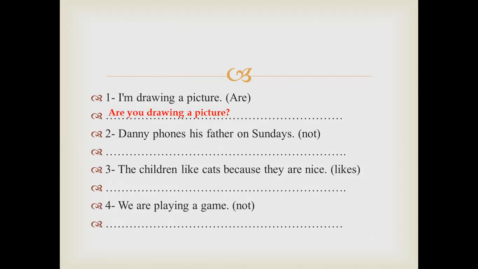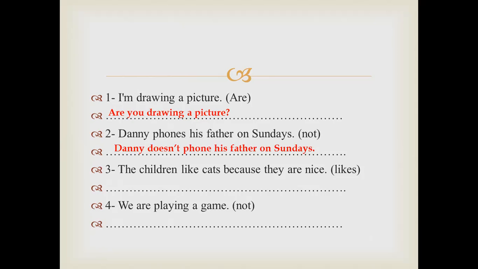What about number two? Danny phones his father on Sundays. Is this present continuous? No, it's a present simple, on Sundays. So it happens all the time. So what can I do here? We have the verb phones, remember? I told you in the negative with he and she and it, I have to put does. So it will be Danny doesn't phone his father on Sundays.